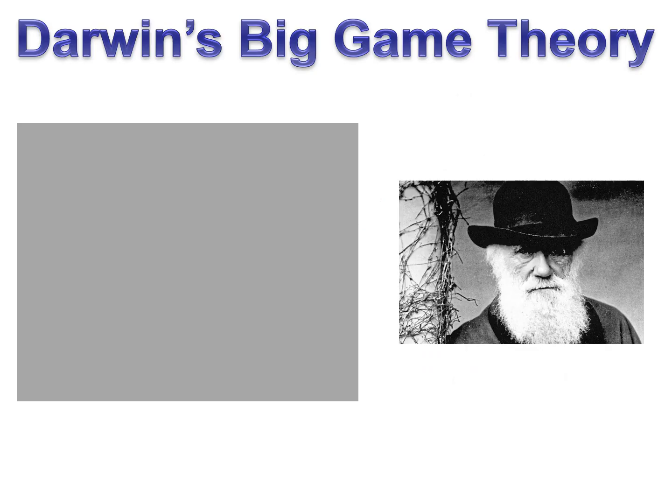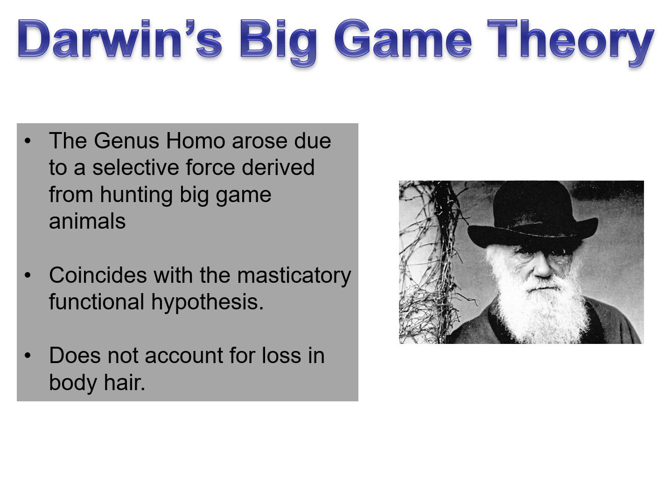So in terms of Darwin's big game hunting theory, he says that the genus Homo arose due to a selective force derived from hunting big game animals. This coincides nicely with that masticatory functional hypothesis, but this really does not account for the loss of body hair in humans. Lieberman's thermoregulation theory actually does account for the loss in body hair. He's saying that as our bipedal movement became more efficient, we became marathon runners, and we began to lose that body hair because we no longer needed it for thermoregulation.